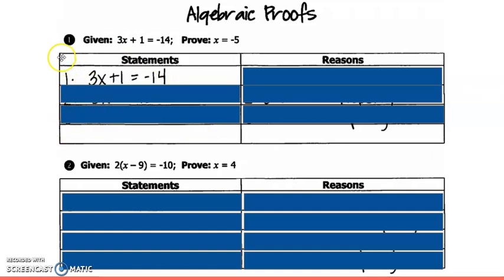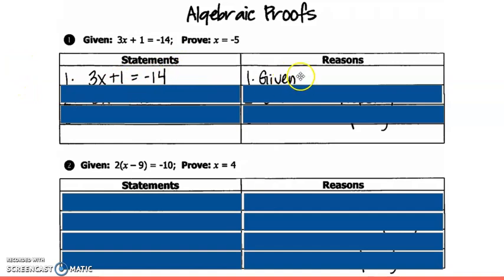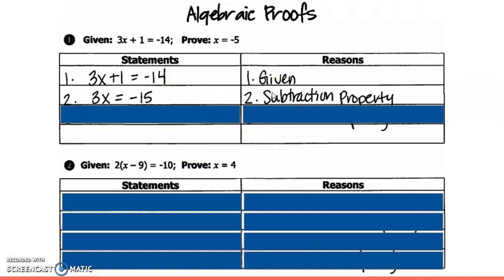Now you do want to number them so you can keep track. So number 1 is 3x plus 1 equals -14. And when we number, we also need to number the reason. So the reason we have this is that it's given. To get our next line, we just want to start solving so we can get down to our proof statement. We're going to subtract 1 from both sides to get 3x equals -15. Since I subtracted 1, we're using our subtraction property.